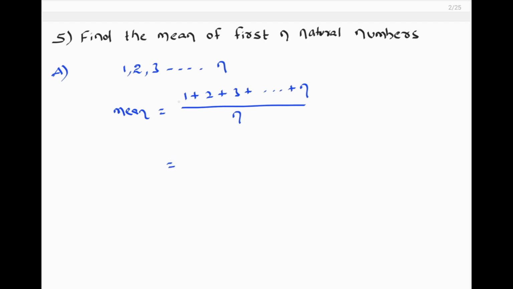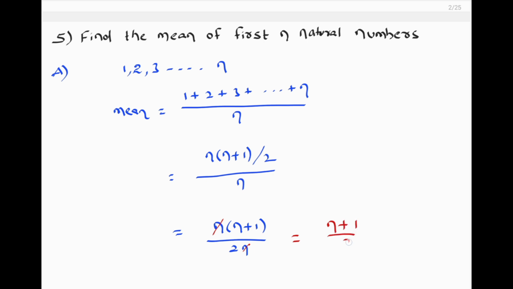But here we have the formula for the sum of the first n natural numbers, that is n into n plus 1 whole by 2, divided by n. Therefore we get n into n plus 1 whole by 2 into n. On cancellation, n gets cancelled. The answer will be n plus 1 by 2. The mean of first n natural numbers will be n plus 1 by 2.